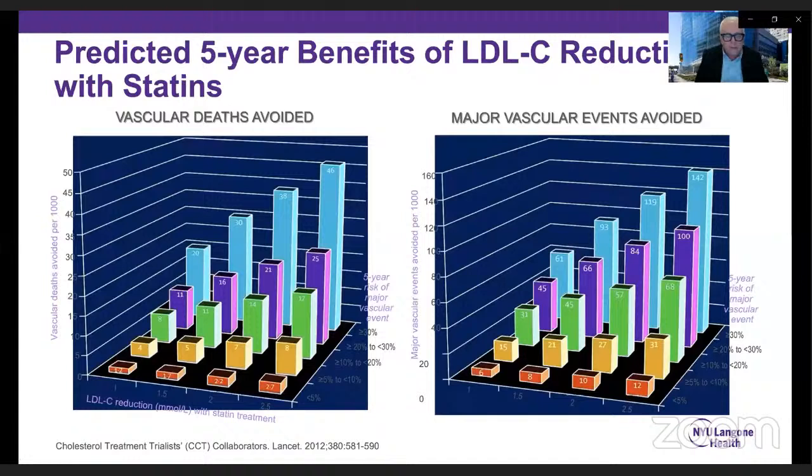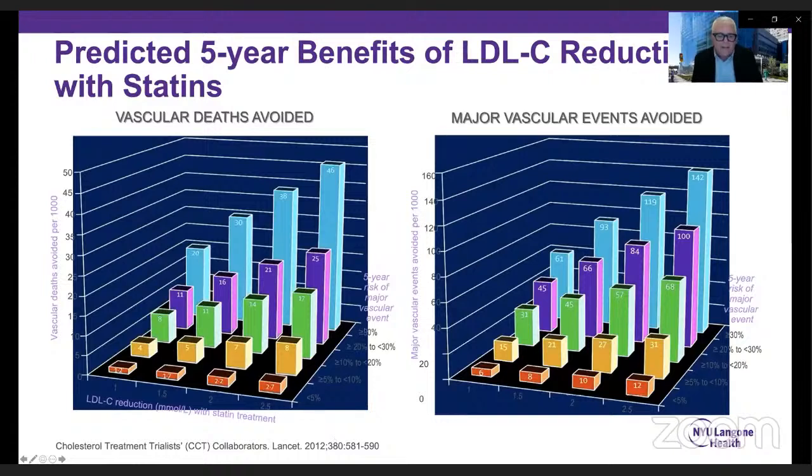and I think it's important that we address them. This is probably one of the most important graphics I will show you during this session, and I think it's important to understand this concept, which is that reduction in events occurs with reduction in LDL cholesterol, seen here and here, when we look at both major vascular events and vascular deaths avoided. And this is data from the Cholesterol Treatment Trialists' Collaboration. It's a little old now. It's from 2012, but I think it's highly impactful.